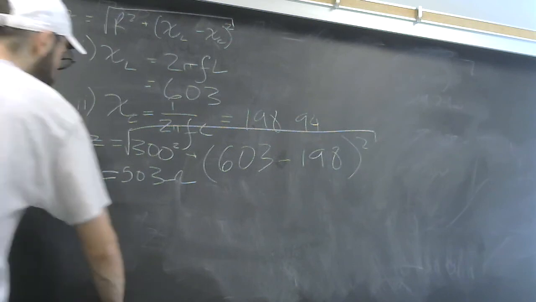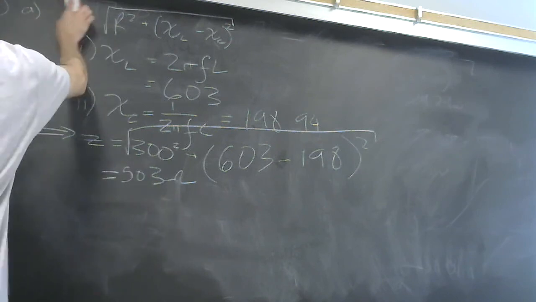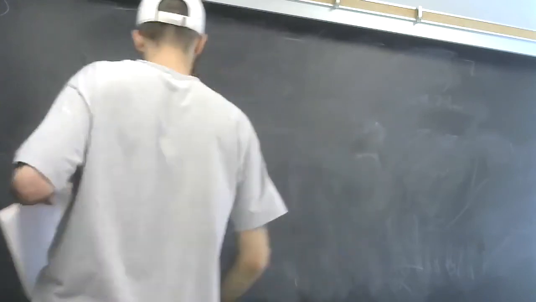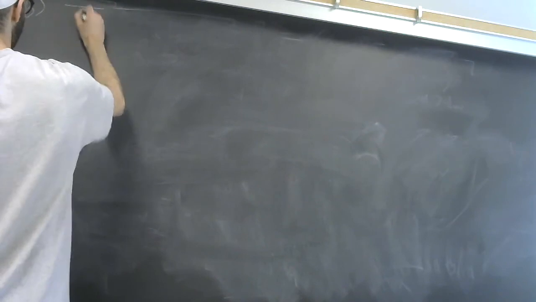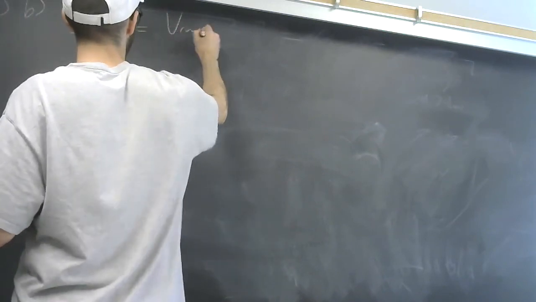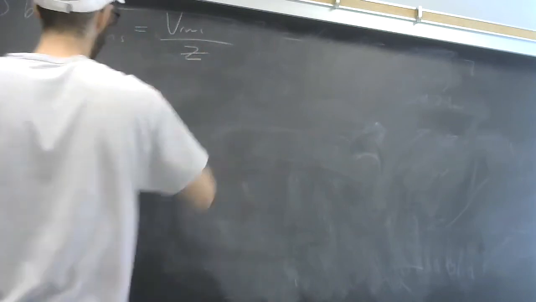Okay, so next, part B. Remember this value, that's our impedance value. In part B, we're asked to find the IRMS. So the IRMS expression, just like how we normally find these things, is equal to VRMS over that impedance value Z, right?